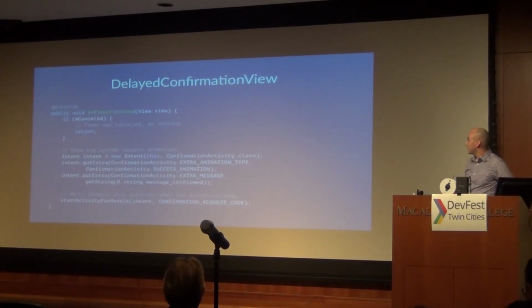When it's confirmed, I'm checking to see if it's canceled. Don't do anything if it is. Otherwise, I'm just launching this intent for this confirmation activity. So this is another piece of the support library where you can get that sort of confirmed information that the system uses just by launching an intent with this activity.